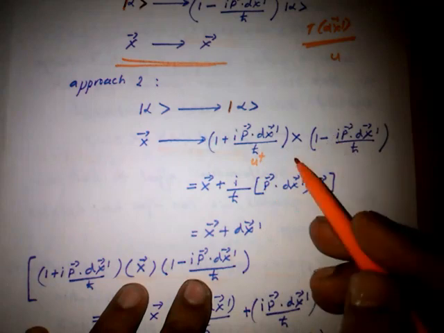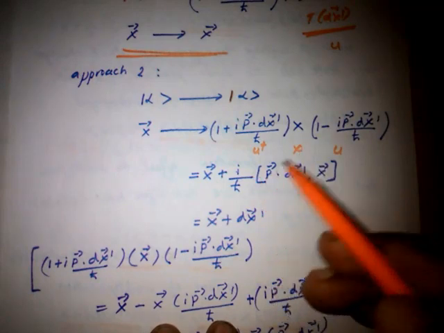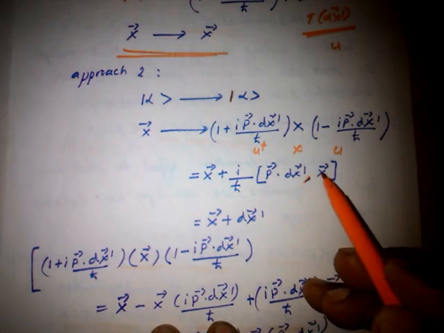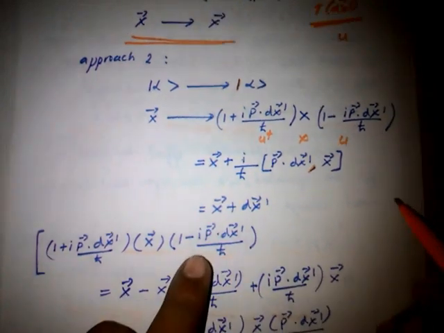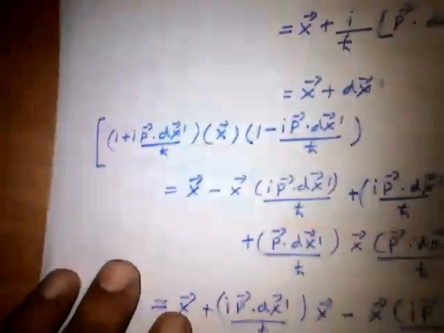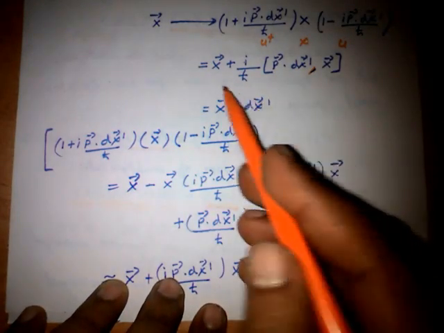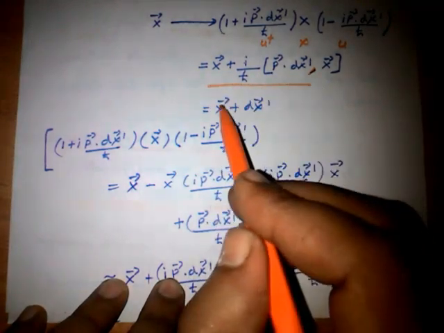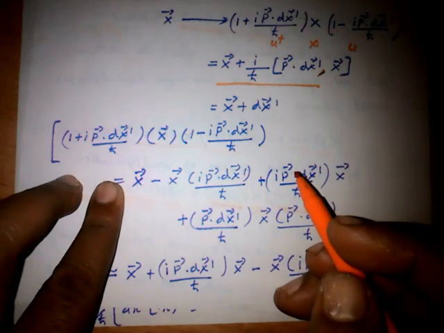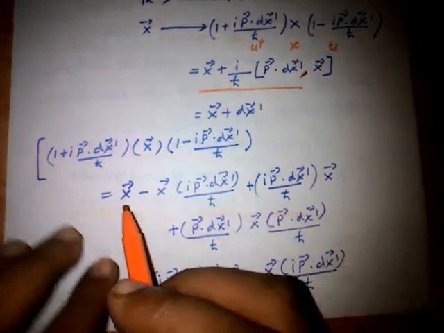This is U dagger, this is x, and this is U, and that is equal to x plus (i/ħ) p·dx', commutator of p·dx' and x. Okay, that is equal to x plus dx', and I'll show you the steps which led to this equation. It's a lengthy derivation, so I'll explain briefly and rapidly. Just listen.